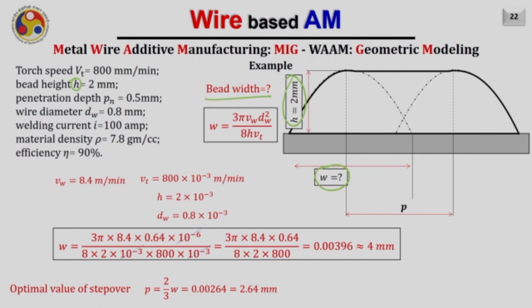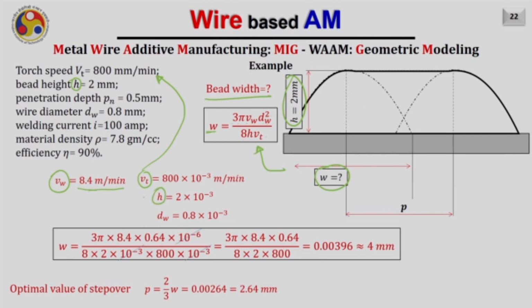We have already derived this equation by equating the mass flow rate, and it comes out that the width of the bead should be 3 pi Vw dw square divided by 8 HVT. We already know all of these parameters. The wire feed rate we have already calculated from the chart, and it is 8.4 meter per minute. The torch speed is given to us, that is 800 mm per minute. So in meter, it is 800 into 10 to the power minus 3 meter per minute.